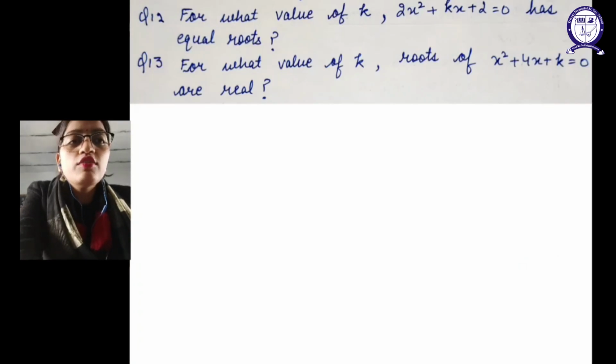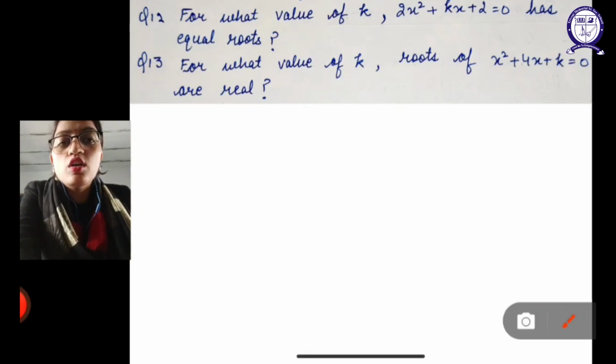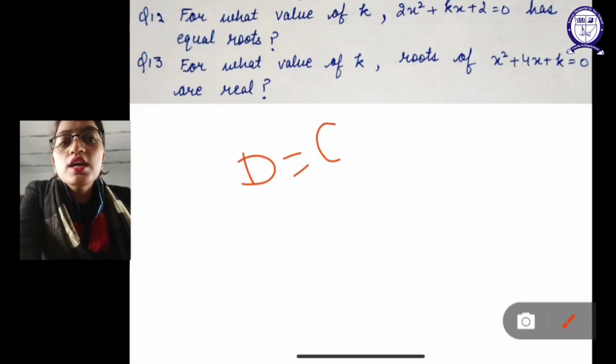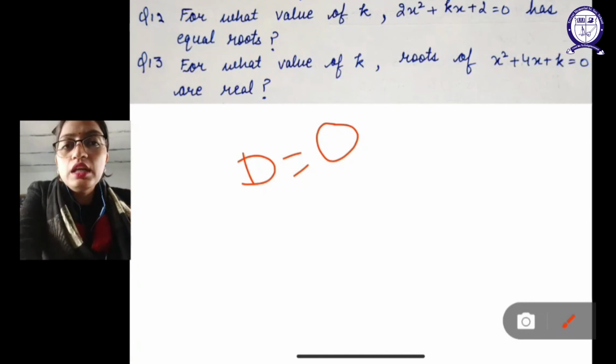For what value of k this has equal roots? Now equal roots, now we will have to remember the property. When do we get the equal roots? We get equal roots when we have D equals to 0. So we will just find D and then we will put it equals to 0.